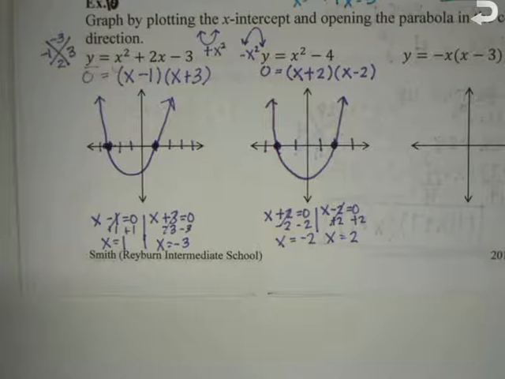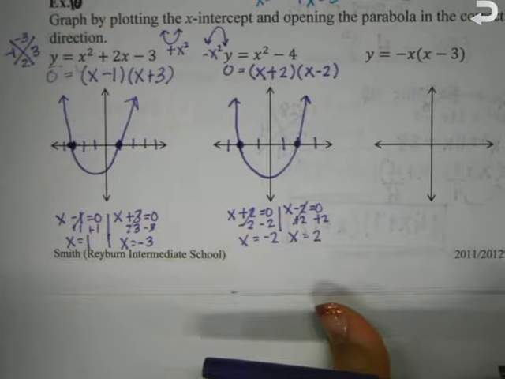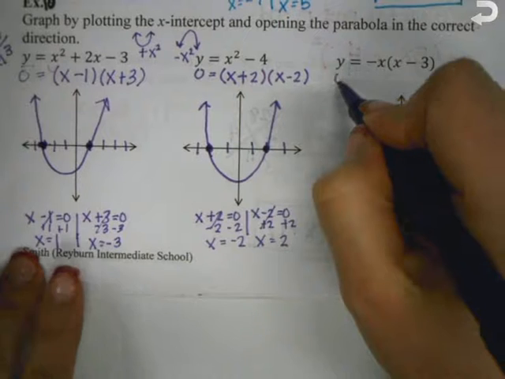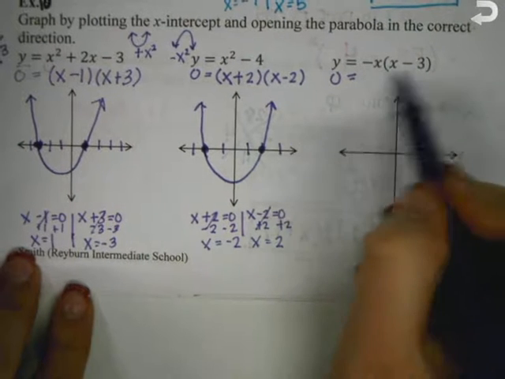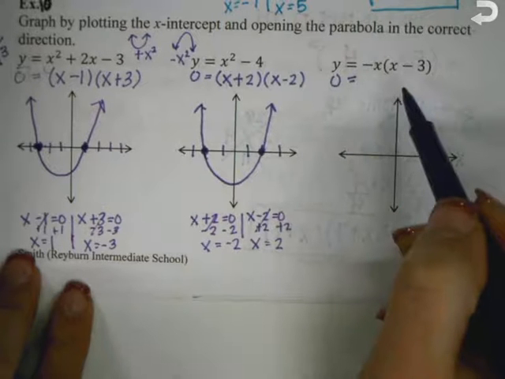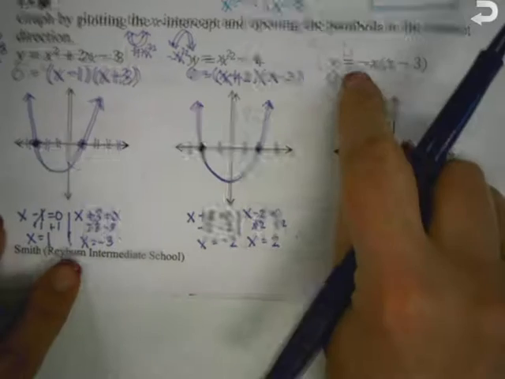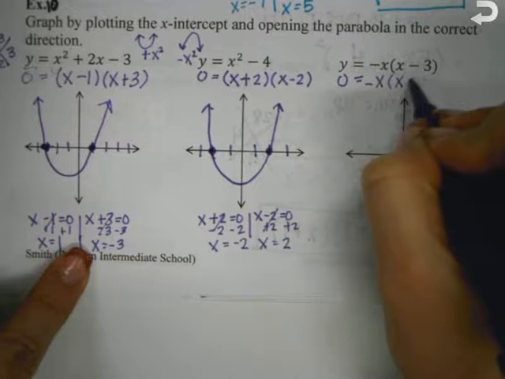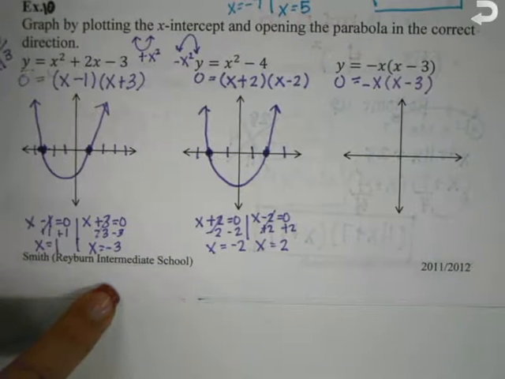Okay. Last one. The first thing we're going to do is set it equal to 0. And then, can I factor this? I can distribute, but that undoes the factoring, right? This is already factored for us, so we don't have to do anything to this one. So I'm just going to rewrite it right now. Okay. And then I'm going to set each one of those factors equal to 0. So I'm going to have -x equals 0 and x minus 3 equals 0.